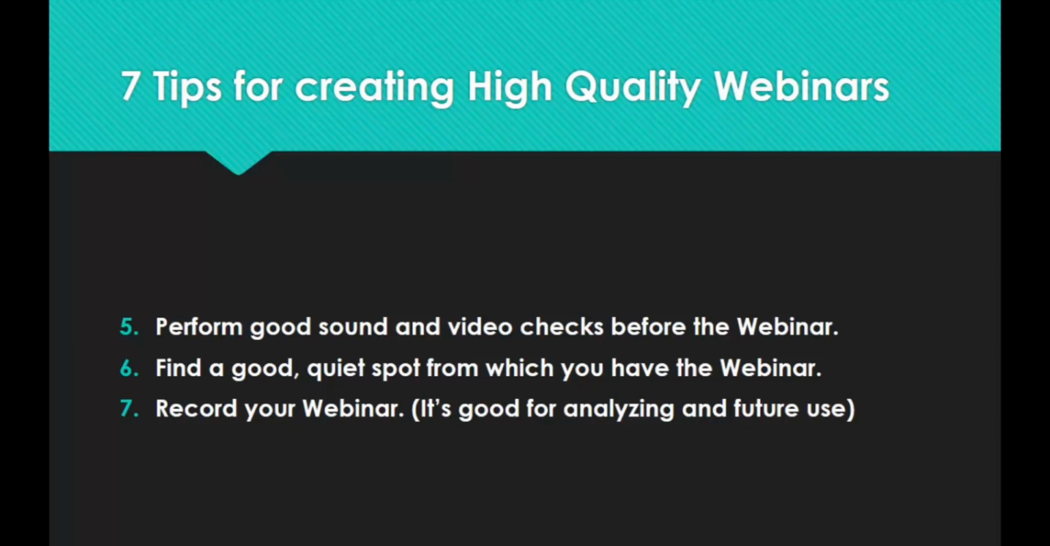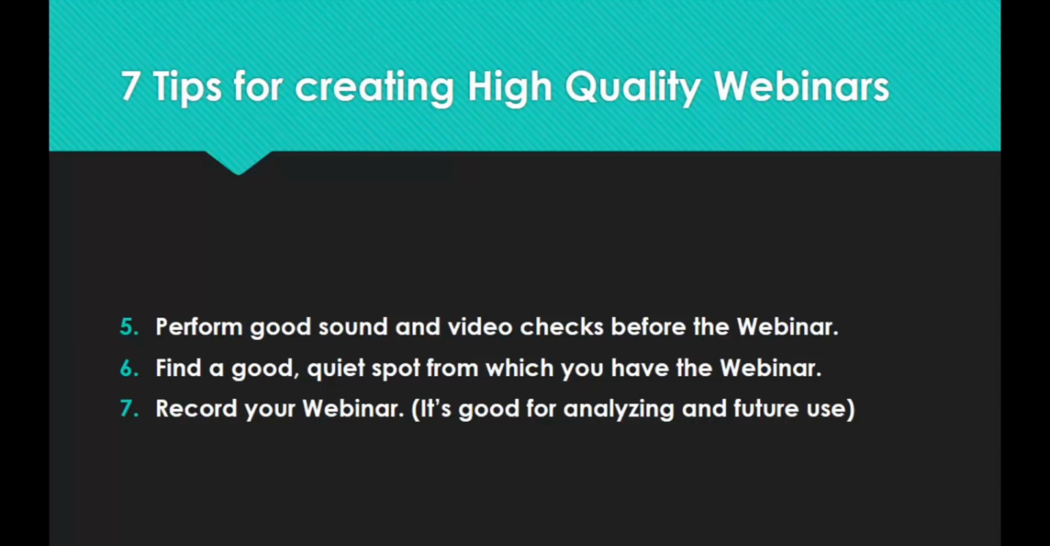The sixth tip would be to find a good quiet spot from which you have the webinar. For example, a very good room where you can talk, where nobody will disturb you. That would be a very good idea. Somewhere where the sound doesn't have echo or things like that. But the most important thing is not for other people to interrupt or disturb you, or someone to pass behind your back and his phone to start ringing. Things like that. So you need to find a good quiet spot.